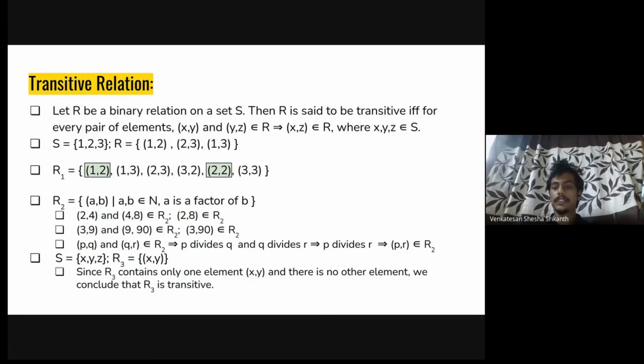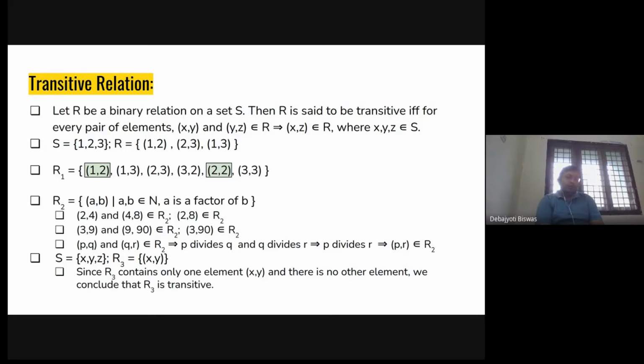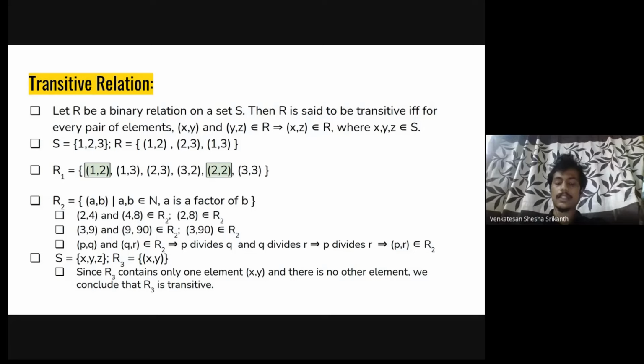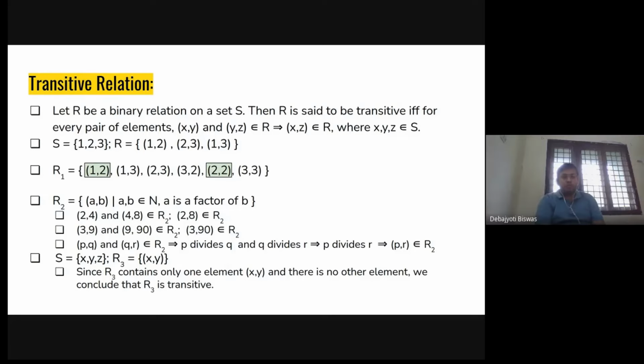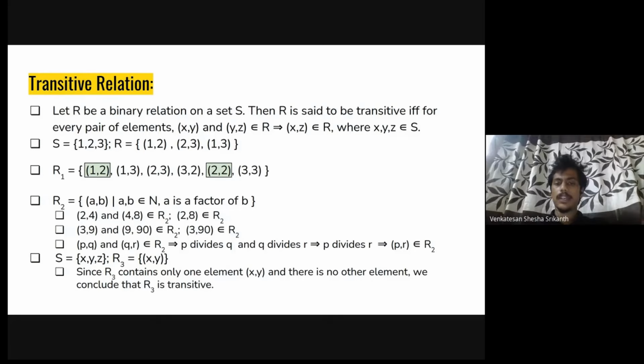Until we check, we don't come to a conclusion of yes or no. As there is only one element, there is no need to go for checking itself. If two pairs of elements exist, then the third pair should exist in order to be transitive. But here, none of those two pairs exist. There is only one pair, so we don't need to check the conditions. We simply conclude it is transitive.